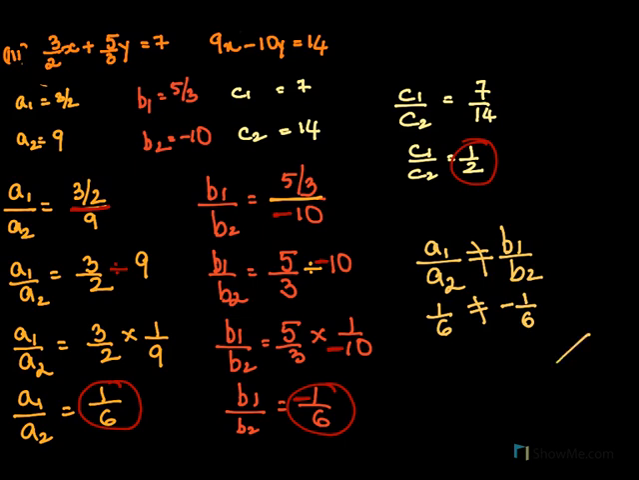Not equal, which means the lines are intersecting. If the lines are intersecting, they meet at one point. So they have one solution. And one solution means they have a solution. So the equations are consistent.